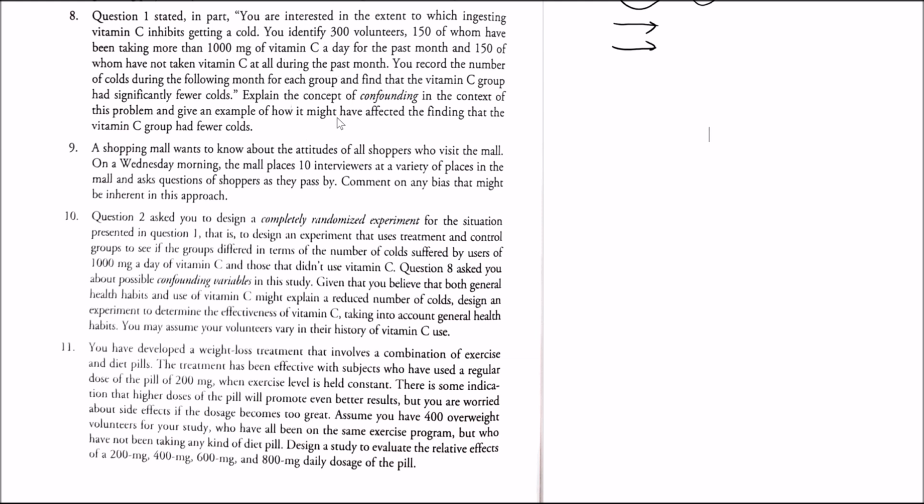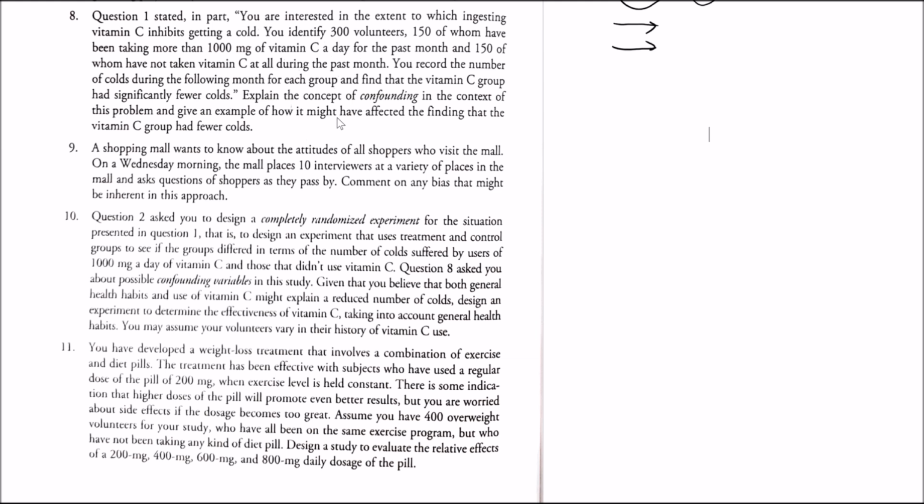In this case, for example, the groups were not selected randomly, they were volunteers, so it's possible that the fewer number of colds could be a result of that. There's some kind of reason why that's the case with those volunteers.